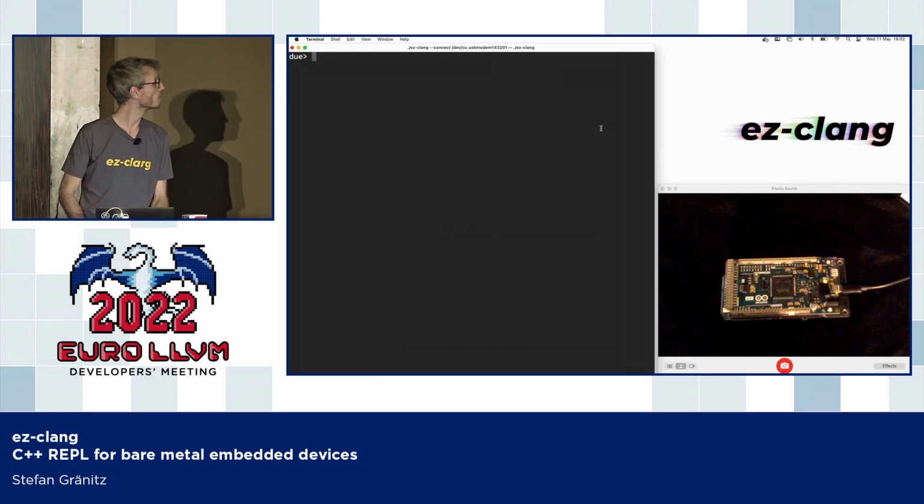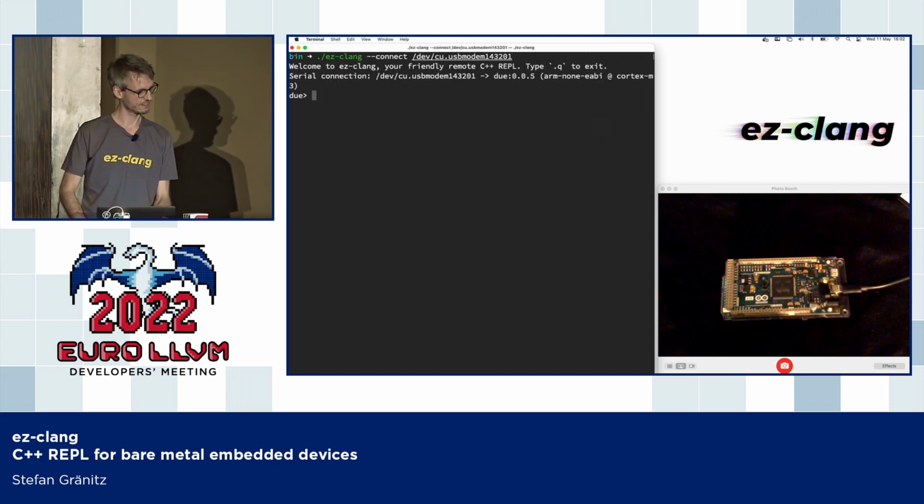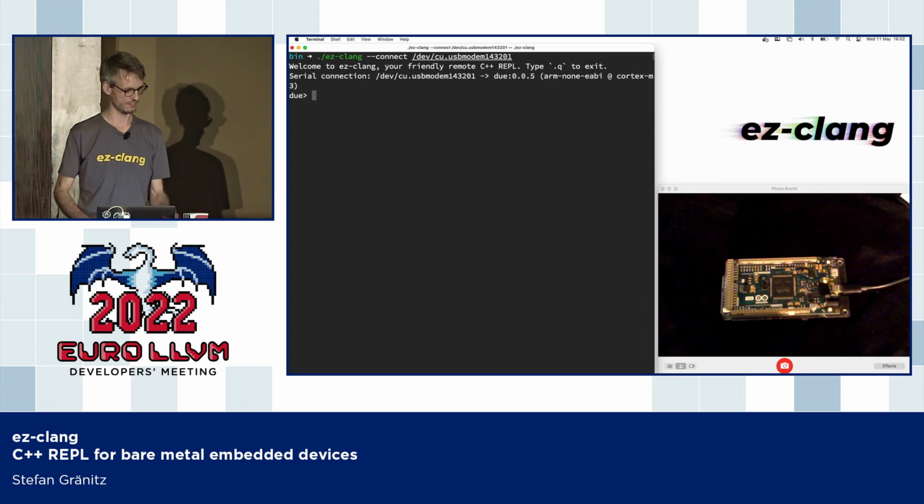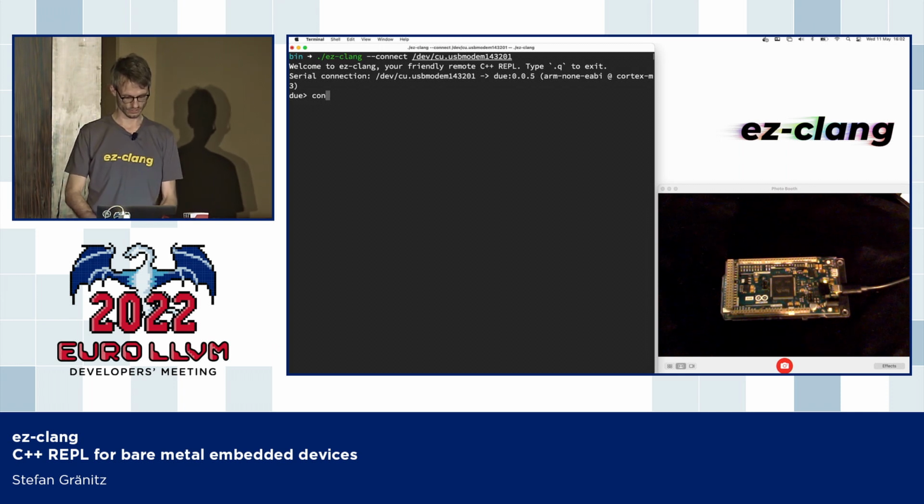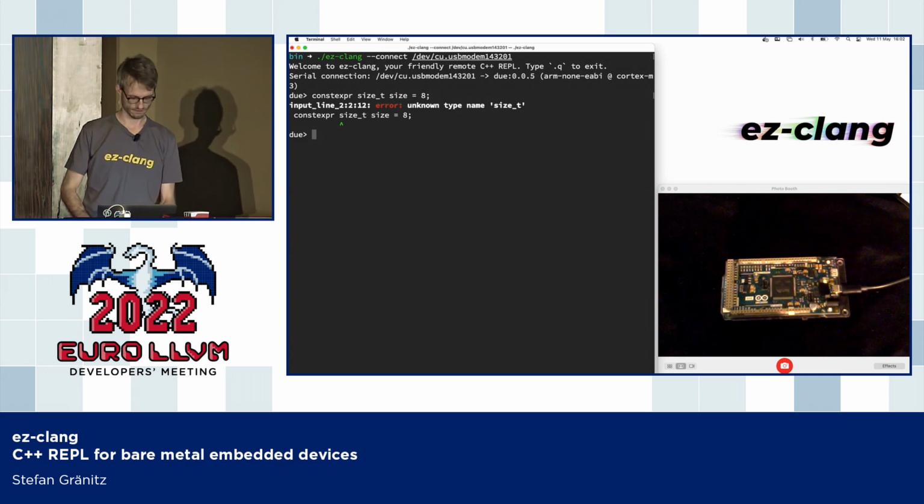over here. So we have a terminal, and maybe I quit that one more time and connect again. So we have a new connection to the embedded device, and here we have a command prompt where we can execute C++ code. Let's see if it's really C++. So this should work now. Oh no, we have to include stddef. Okay, so clang errors do work as well.